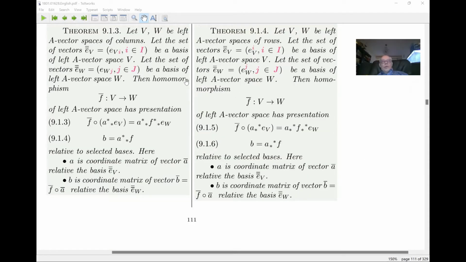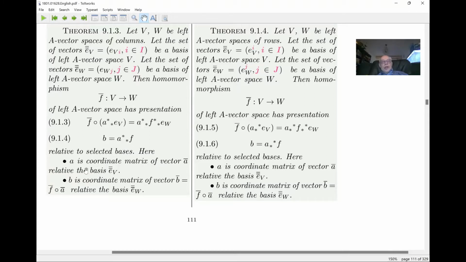Let V, W be left A vector spaces of columns. Let the set of vectors e_V be a basis of left A vector space V. Let the set of vectors e_W be a basis of left A vector space W. Then homomorphism F of left A vector space has presentation 1.3 or 1.4 relative to selected basis.